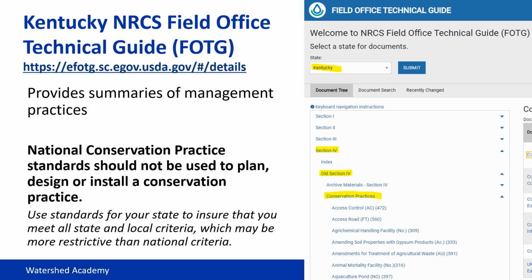The access to Kentucky's Field Office Technical Guide is somewhat tricky since it does not link directly from the national database website. After entering the web address listed here, select Kentucky, then Section 4, then Old Section 4, then Conservation Practices. This will show you the listing of practices with their associated specifications for Kentucky.